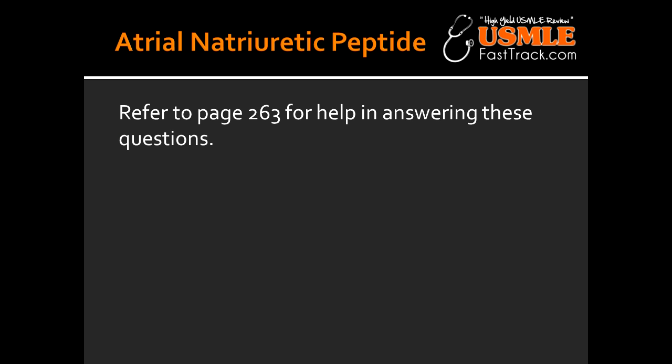Atrial natriuretic peptide. Where and why is atrial natriuretic peptide released from? ANP is released from the atrial myocytes in response to increased blood volume and atrial pressure. This high level of blood volume and atrial pressure will lead to a generalized vascular relaxation, and this also leads to decrease in sodium reabsorption at the kidney medullary collecting tubule.